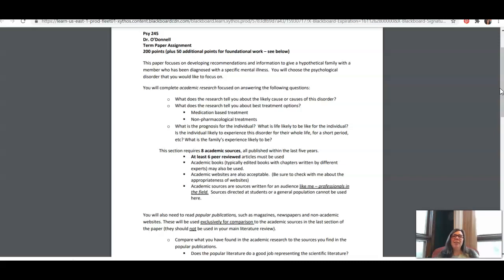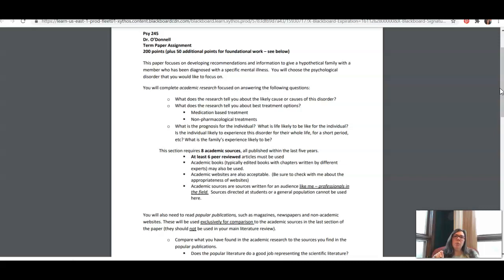But the important thing to keep in mind here is when I say academic, I mean something that is written for a professional in the field. So essentially something that is written for me or someone like me as the audience. And so that's not a textbook. That is not a self-help book. That is not a book you're going to find in Barnes & Noble. That's not a book you're going to mostly find in your public library.